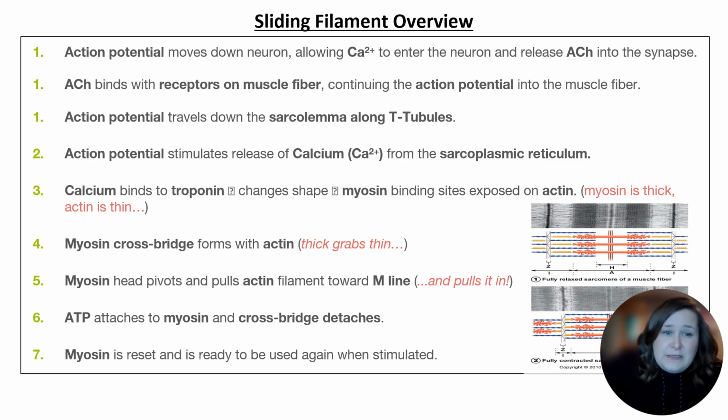The calcium at that point is going to bind to troponin. It's going to change shape, and those myosin sites are going to be exposed to the actin. At this point, the myosin is going to form a cross bridge with the actin. The myosin heads are going to pivot and pull on the actin filament toward that M line, and it's going to pull it in. ATP is going to attach to myosin, and at that point, the cross bridge will detach, and then myosin is reset and ready to be used again when stimulated.